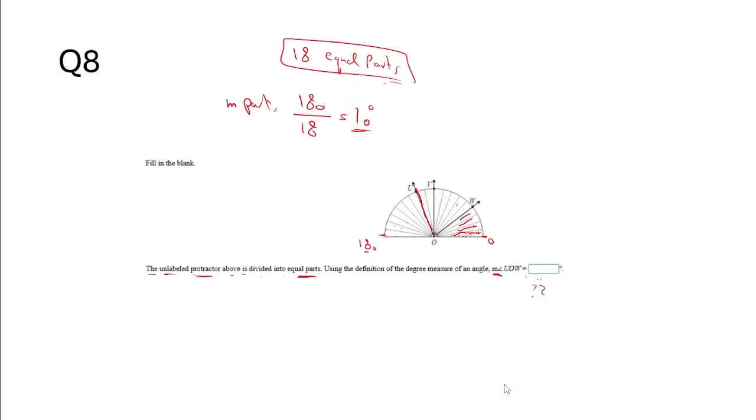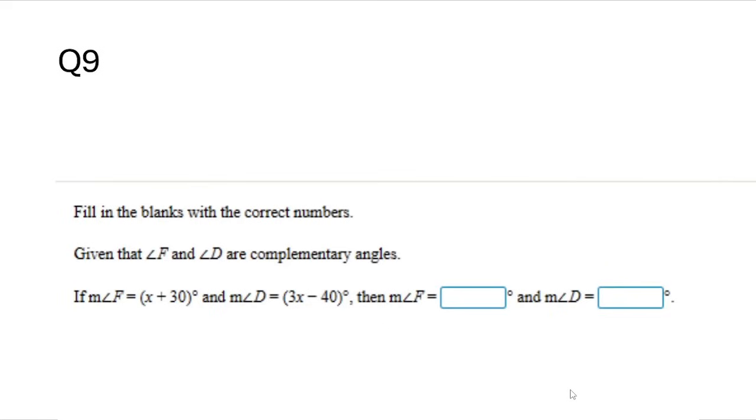So now to measure the angle UOW, let's calculate how many parts are inside this angle. So 1, 2, 3, 4, 5, 6, 7. So 7 parts multiplied by 10, which is the measure of one part, equals 70 degrees. So the angle is 70 degrees. Okay? Now let's start answering question number 9. Fill in the blanks with the correct numbers. Given that angle F and angle D are complementary angles.